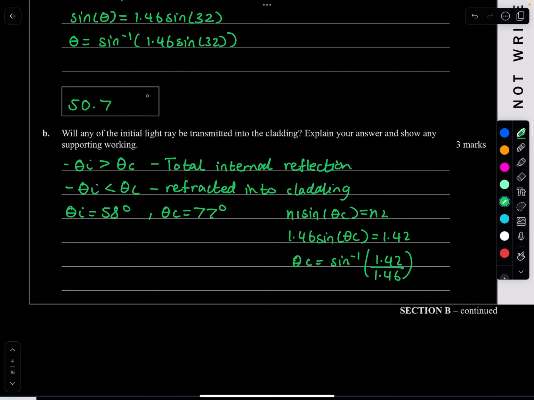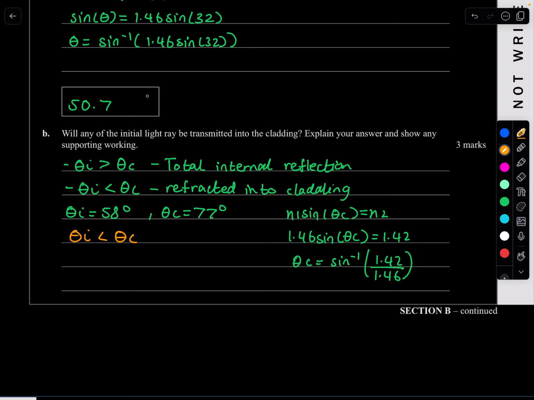Let's see what condition has been met. We can see that your angle of incidence is less than your critical angle. Hence, it is going to be refracted into the cladding. So basically transmitted, because that's what they're asking. Hence, transmitted into the cladding.